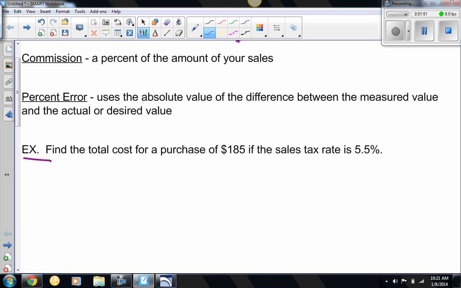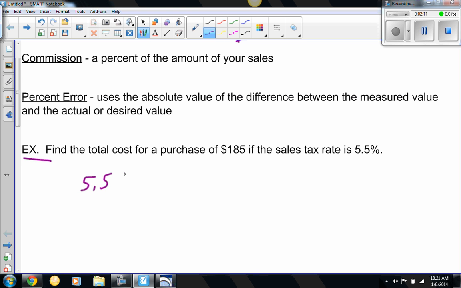It says find the total cost for a purchase of $185 if the sales tax rate is 5.5%. So you should understand that when you go to the store and you grab something off the shelf, that's $185. You're not going to just walk up to the counter and pay $185. It's not how it works. You have to pay sales tax.